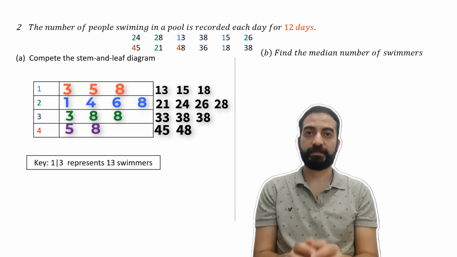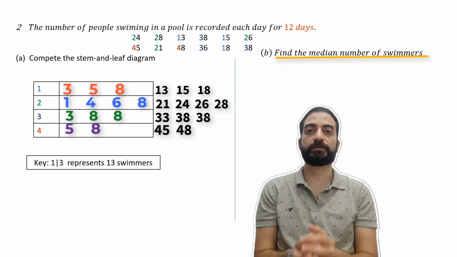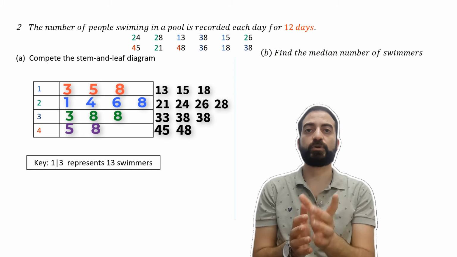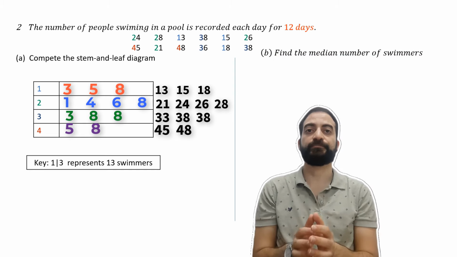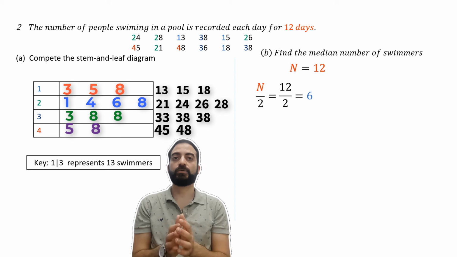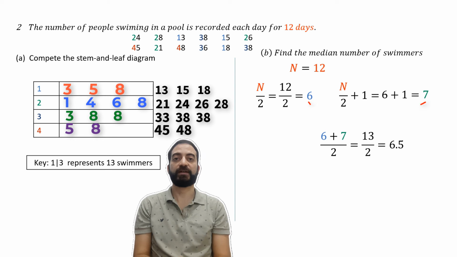Now we move to part B, find the median number of swimmers. The median is the value separating the higher half from the lower half of a data sample. Here we have 12 days. Because 12 is an even number, we can use this rule. So we got the number 6.5.